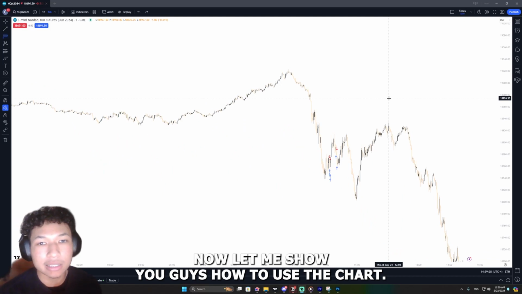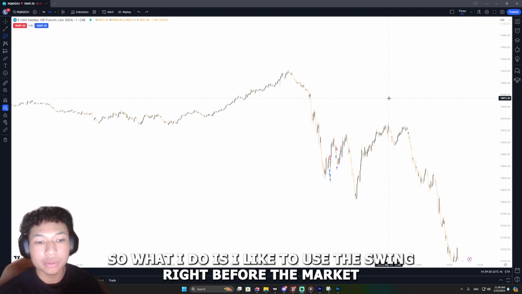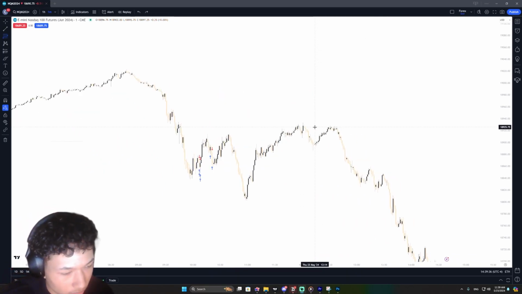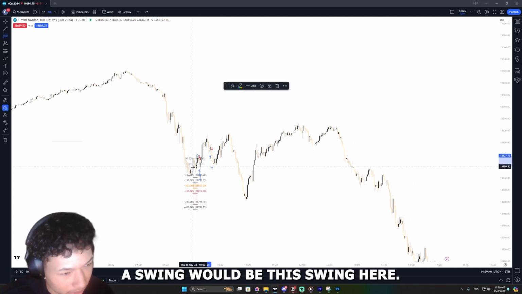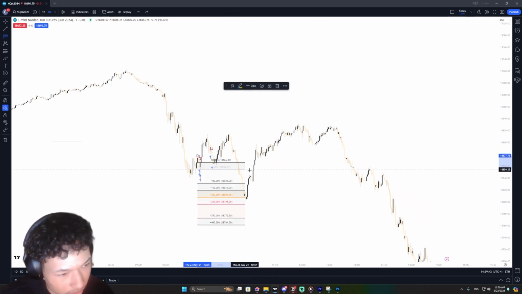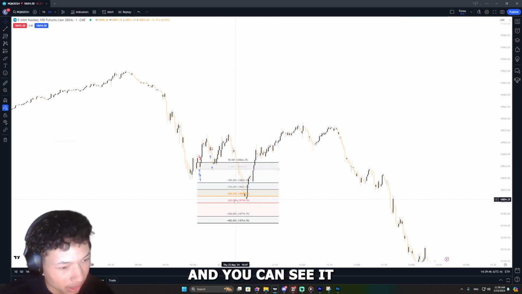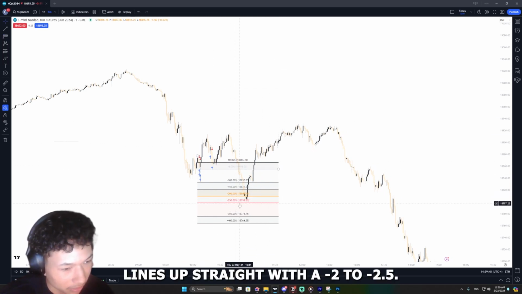Now let me show you guys how to use it in the chart. So what I do is I like to use a swing right before the market structure shift happens. So if we look here, a swing would be this swing here. And you can see it lines up straight with the -2 to -2.5 area.